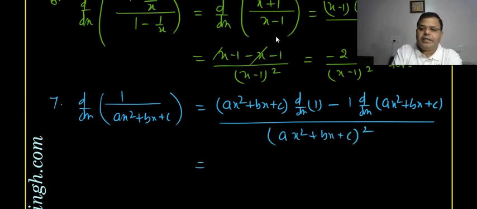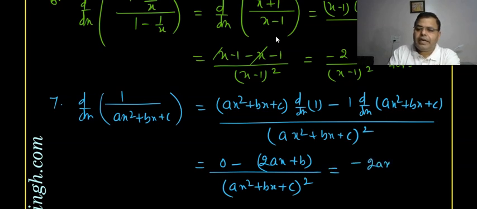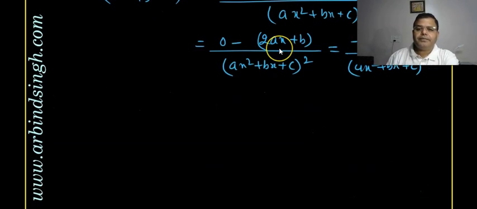So finally these things will come here. This will be 0, because derivative of 1 is 0. Minus, derivative of ax square plus bx plus c is 2ax plus b, divided by (ax square plus bx plus c) whole square. So the thing is minus (2ax plus b) whole divided by (ax square plus bx plus c) whole square. That will be the answer. So I hope you got it.